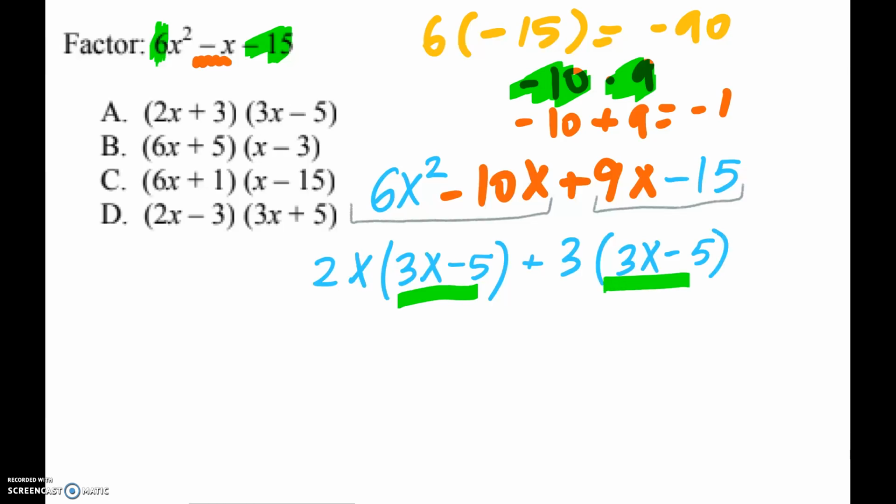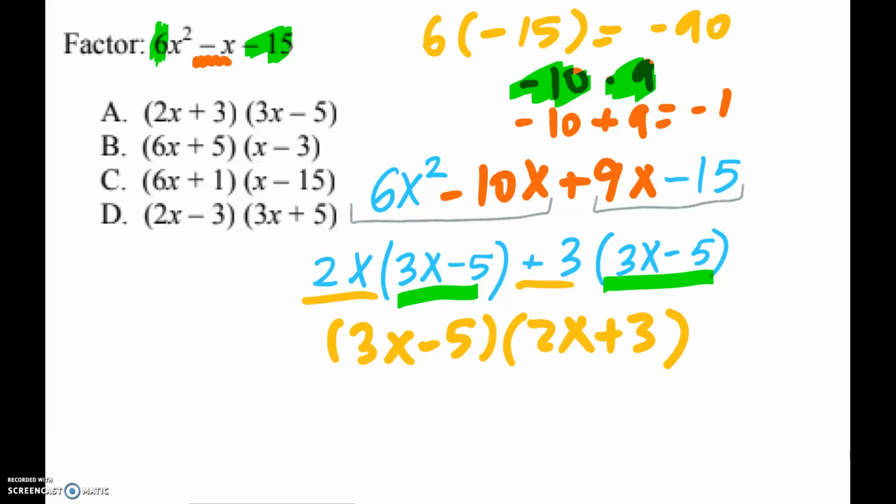Now the 3x minus 5s are common. 3x minus 5 is common. What is left? 2x and 3. So 2x plus 3 times 3x minus 5. The correct answer is A. Thank you.